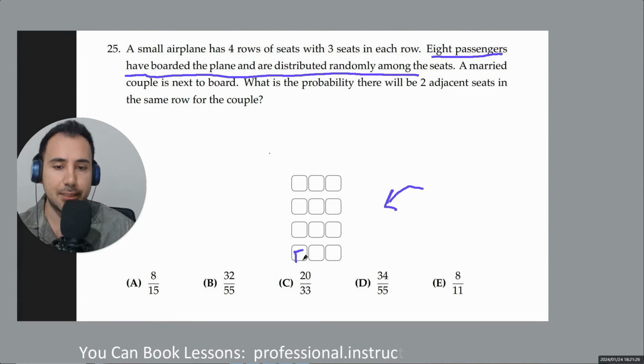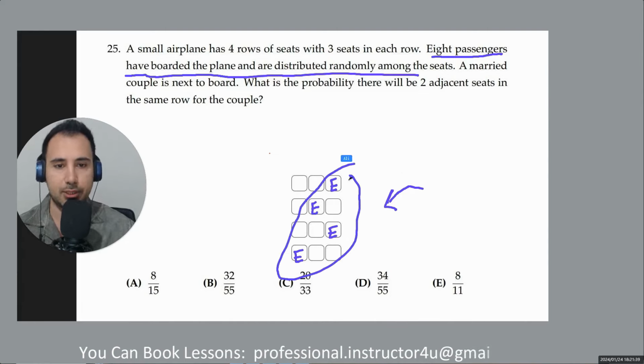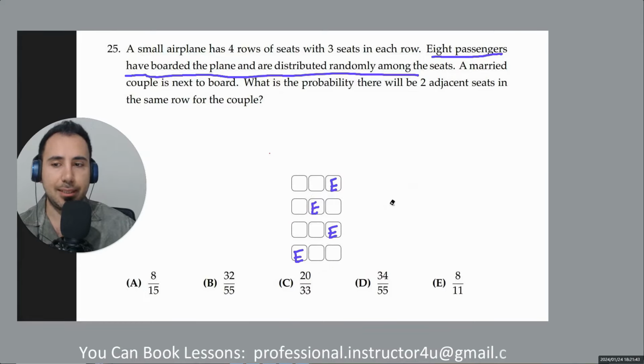And these empty seats could be in any possible order. So the couple comes, both of them say, okay, they want to sit together, and they see 4 empty seats like this. Can they sit? Of course not. Okay. So now we need to focus on this: how many seating arrangements are possible?